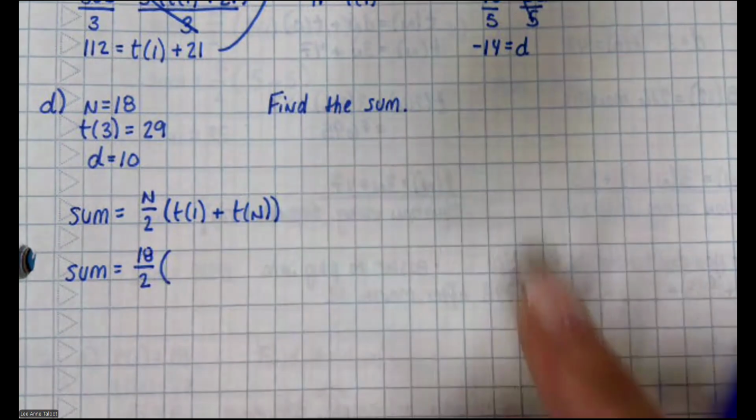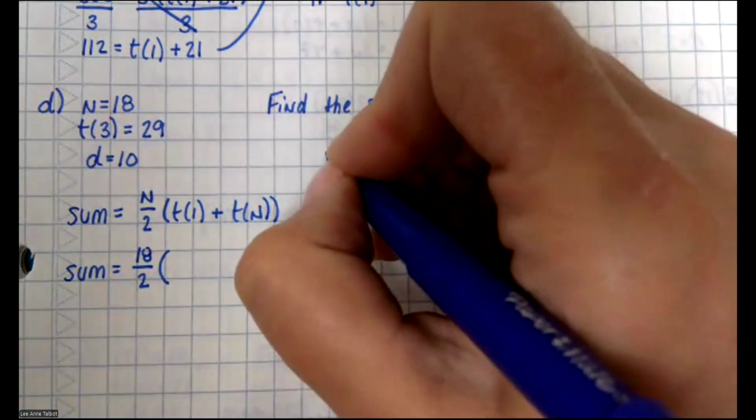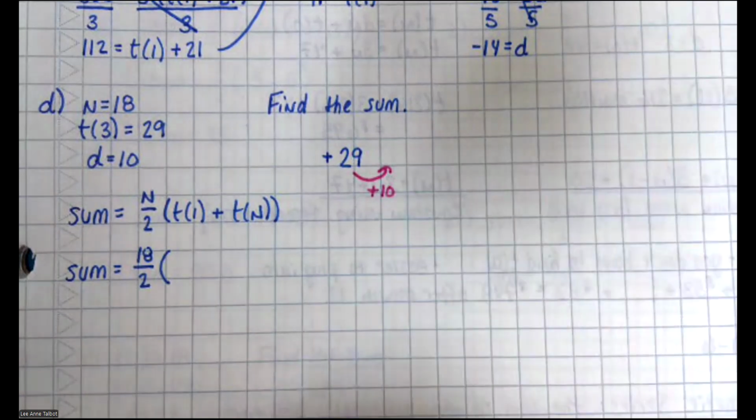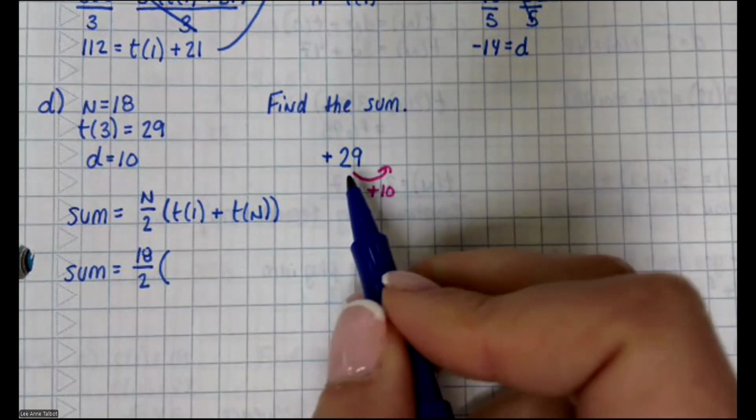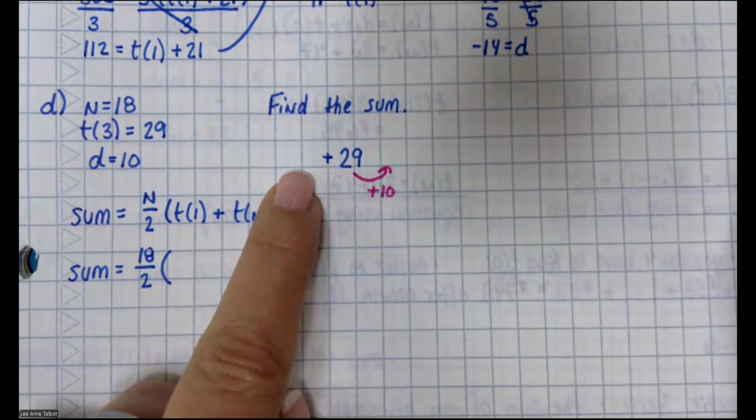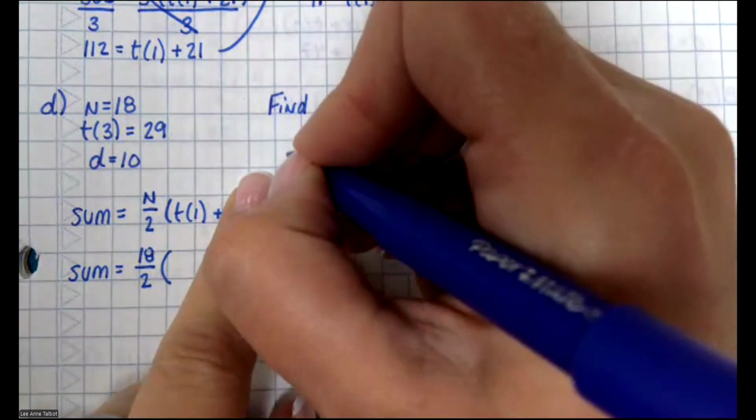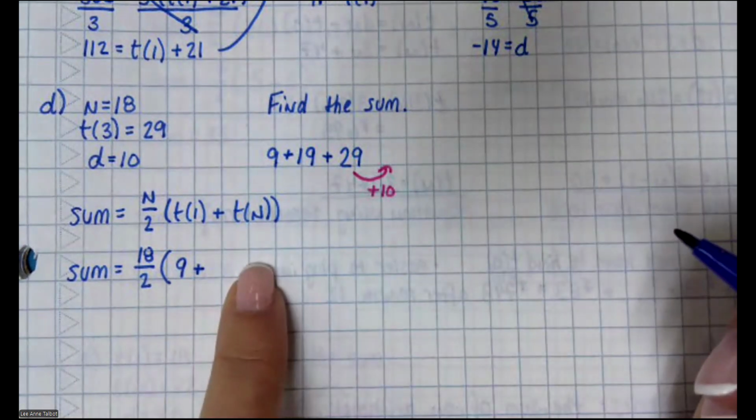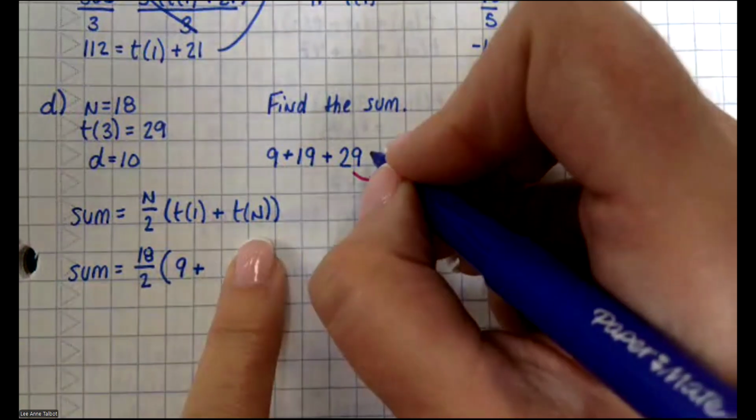And what's the first number? Don't know. However, we can find out. So put 29 here. Okay, and then think to yourself, okay, if the third number is 29, what's the second number? 19. And what's the first number? 9. And what's the last number? We don't know, and I'm too lazy to count out to the 18th number.